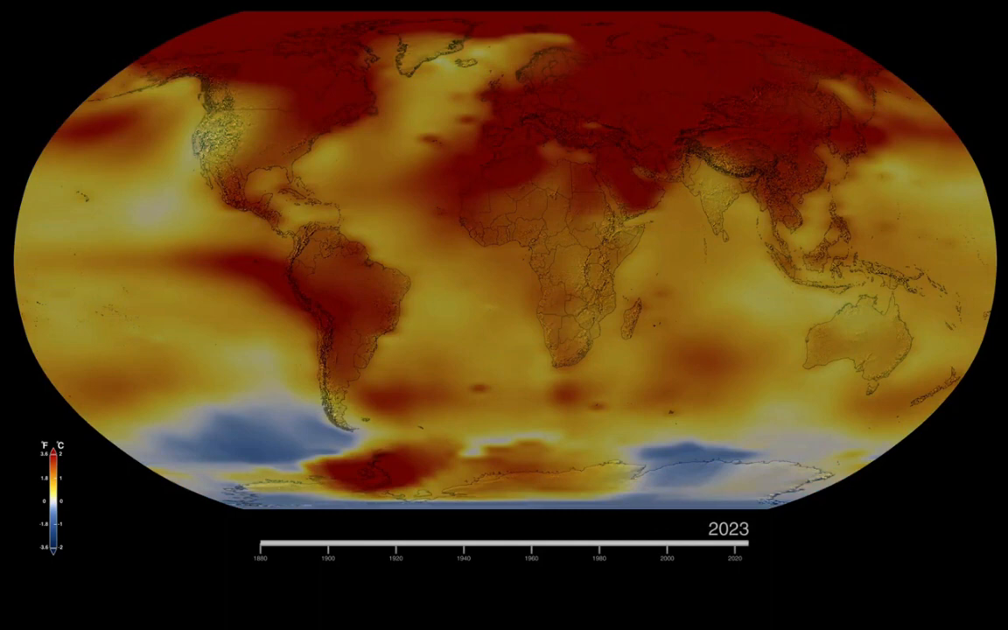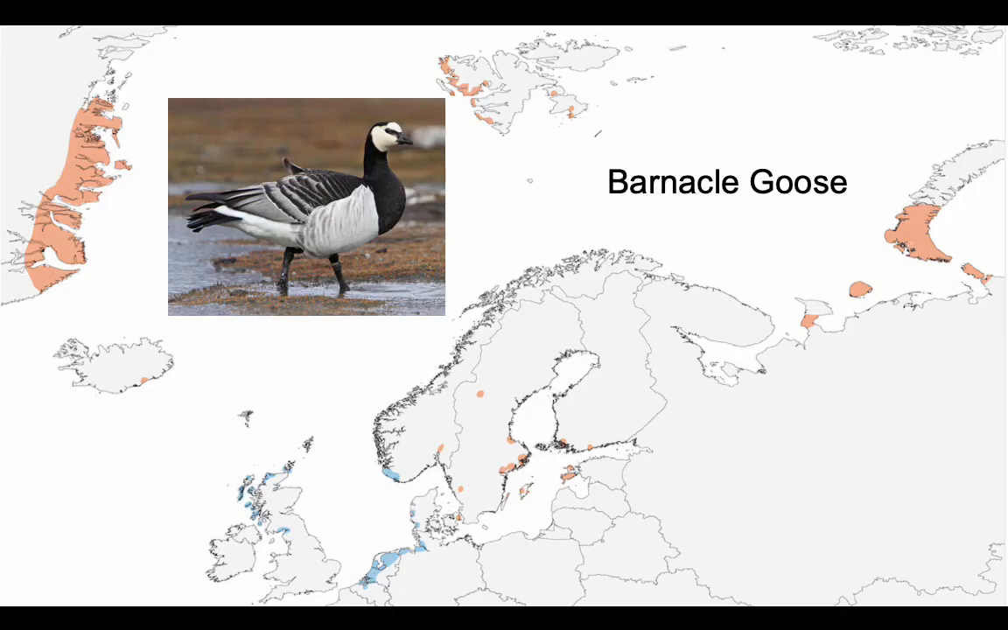So let's take a look here and zoom in on a very specific case of this global phenomenon of global climate change, of global warming, and how it's affected migratory birds. And we're going to talk about a very specific one here. We're going to talk about the barnacle goose, which has very specific areas in which it nests.